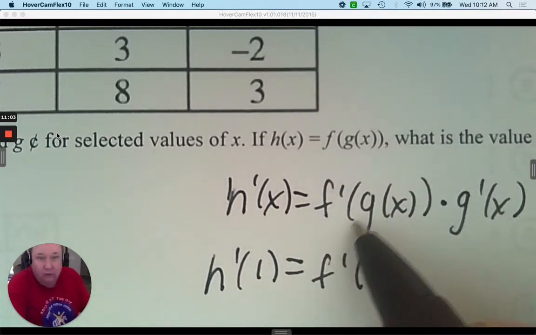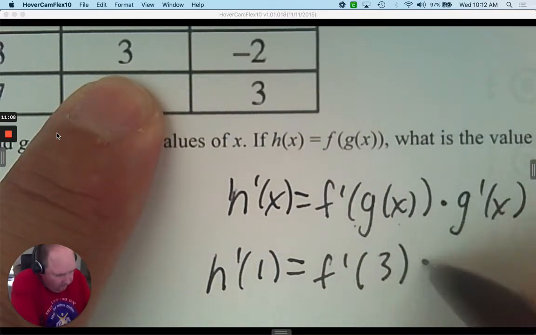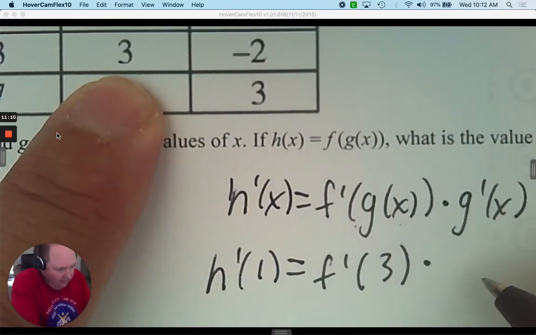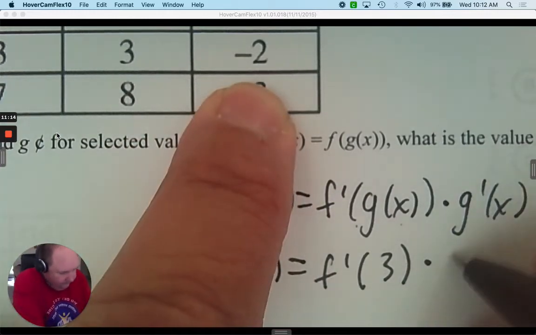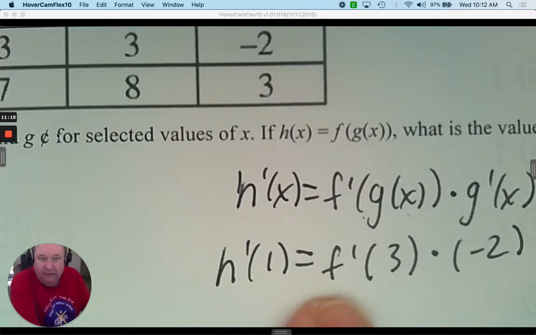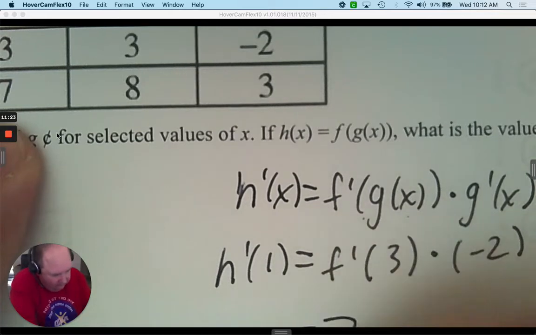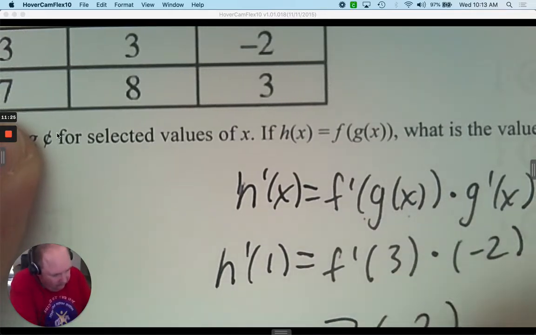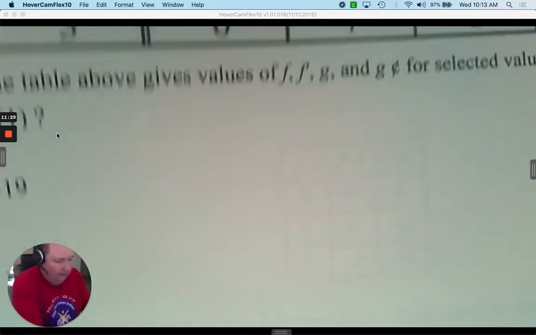So first of all, g at 1, look off the chart, and it's 3. G prime at 1, that answer is negative 2. And then what's f prime at 3? So look for 3, f prime, that's 7. So it's 7 times negative 2. And you have your answer.